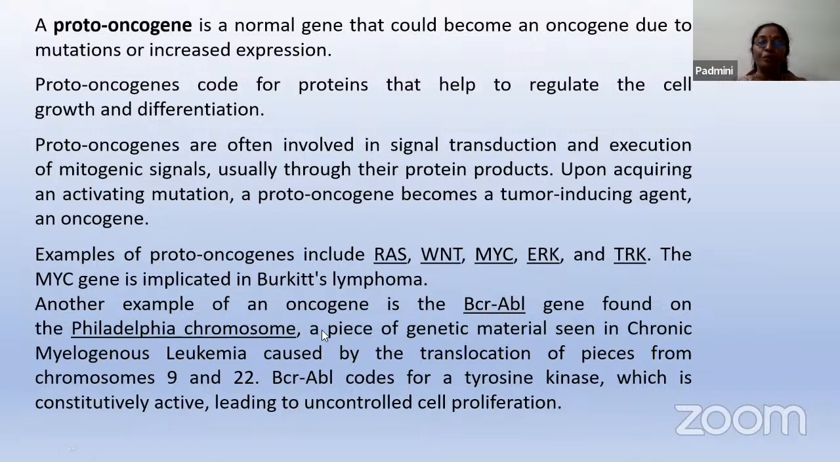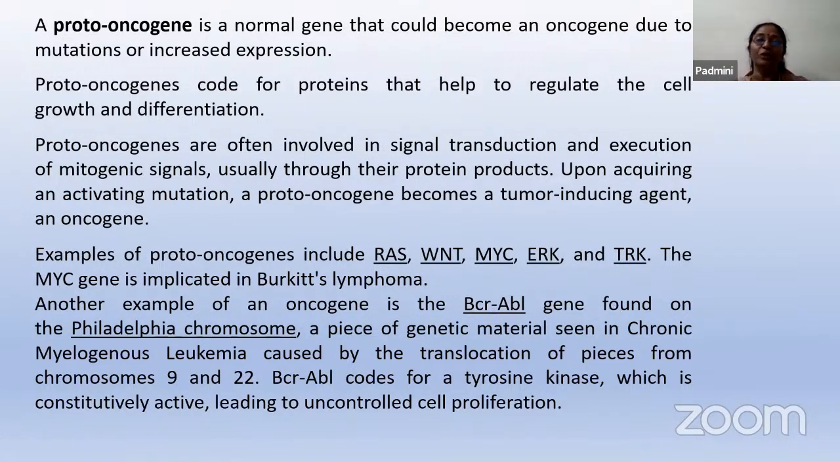Examples of proto-oncogenes include RAS. RAS stands for rat sarcoma, which was first found in rats. So the name RAS. You also have some different RASes in humans, which we'll be talking about. Then you have WNT proto-oncogene, MYC oncogene, ERK, and TRK. The MYC gene is implicated in Burkitt's lymphoma, which is a lymphoma in the lymph nodes. Another example of an oncogene is the BCR-ABL gene found on the Philadelphia chromosome.